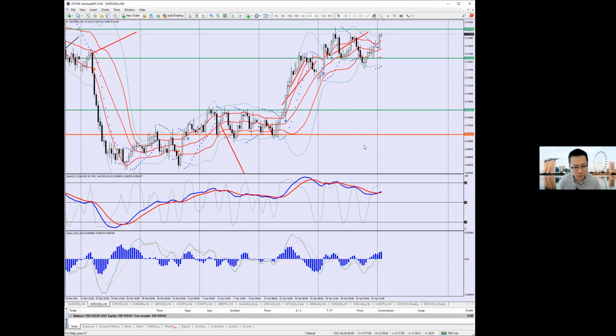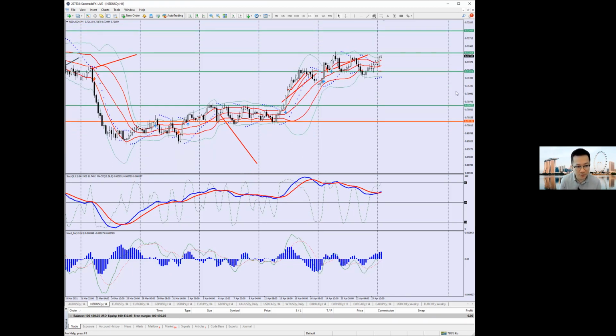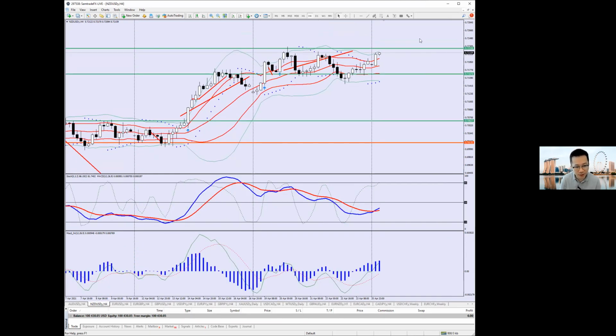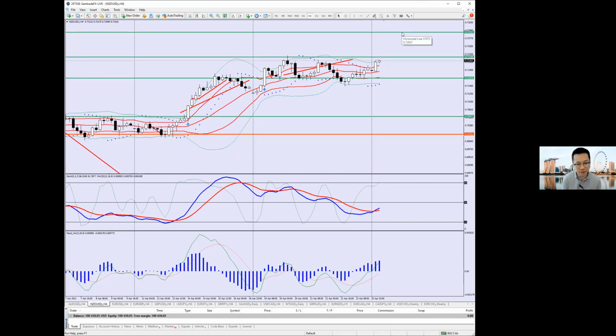New Zealand dollar right now at the 7225 resistance level. I anticipate that a break upwards is going to get quite interesting on the New Zealand dollar. If it breaks up above 7225, then you're looking for it to move towards the 7293 resistance level. So look for it to break.